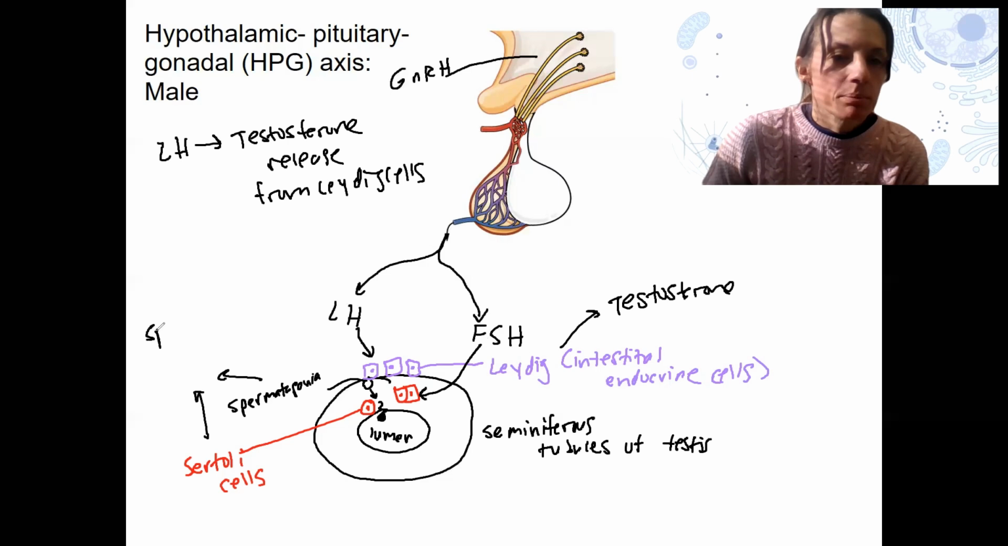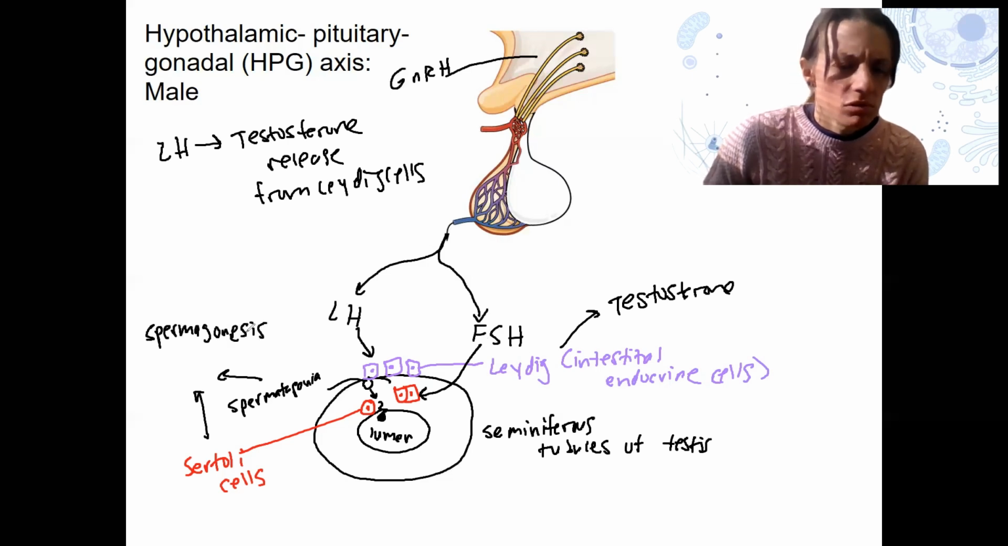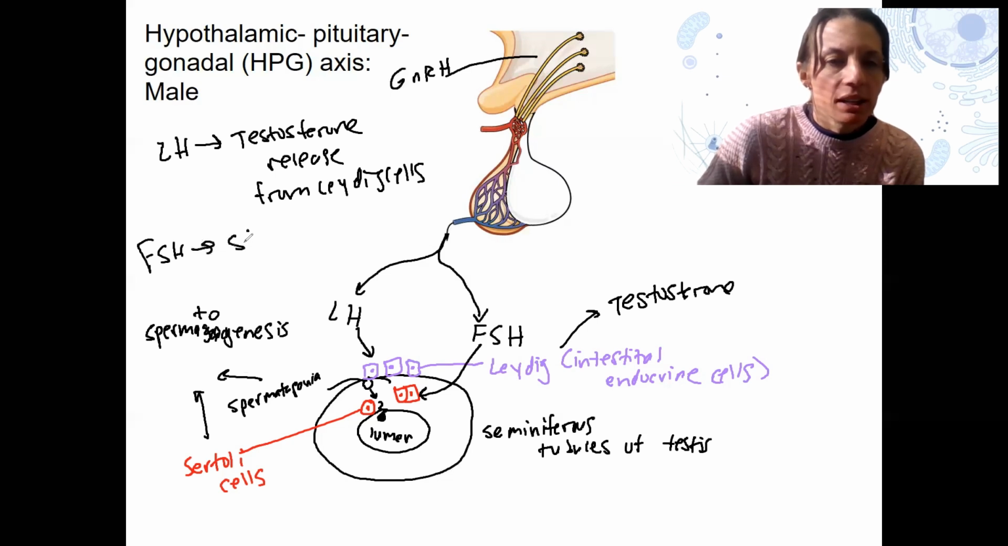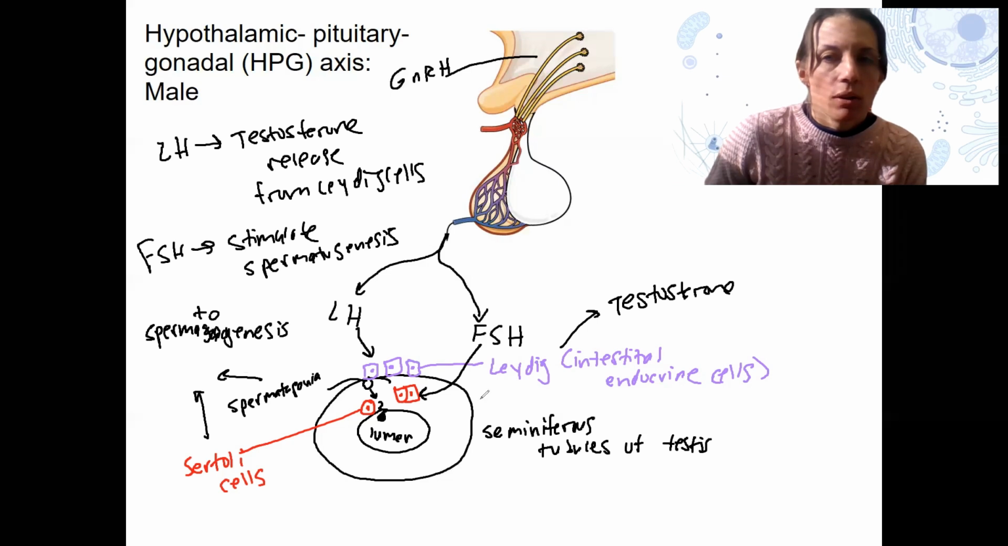So this is spermatogenesis. Right, that's what's genesis. You'd get it, spermatogenesis. There we go. That's what's occurring in here. It's triggering that process. So FSH is going to stimulate spermatogenesis as we produce sperm, that's all fine and dandy.